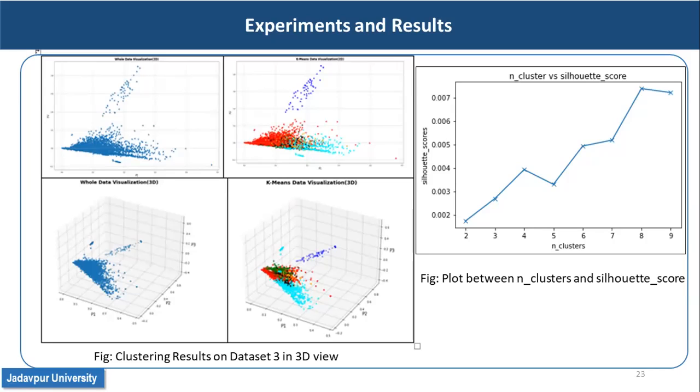And after the clustering, we inputted it into the naive model and then generated the outputs. And this is the silhouette score that has been shown between the n clusters and the silhouette score.